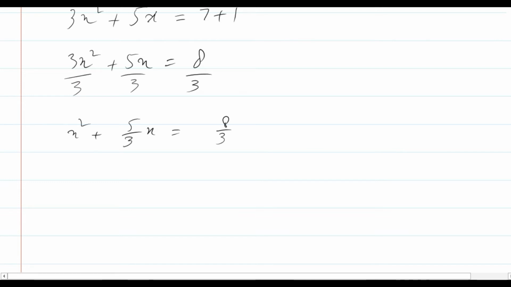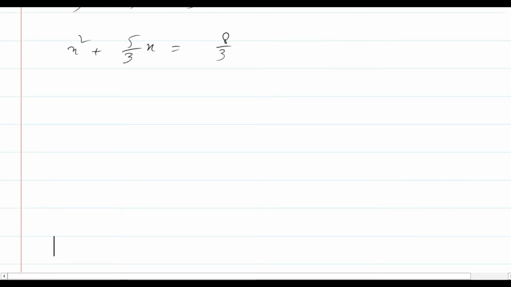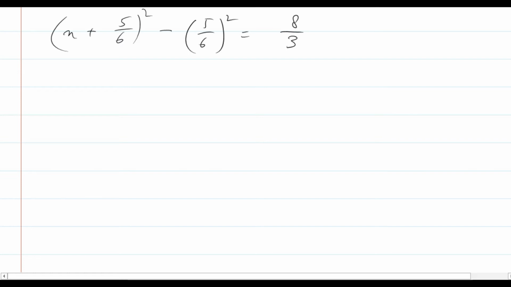Now you can apply the formula for completing square, and you will get (x plus 5 over 6) whole square minus (5 over 6) whole square is equal to 8 over 3. (x plus 5 over 6) whole square is equal to 25 over 36 plus 8 over 3.